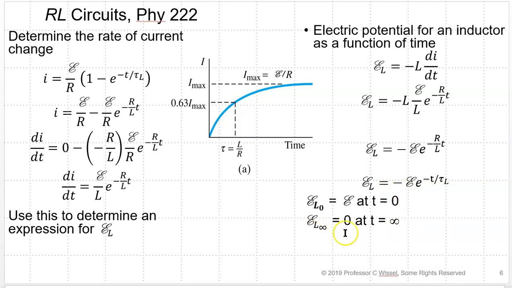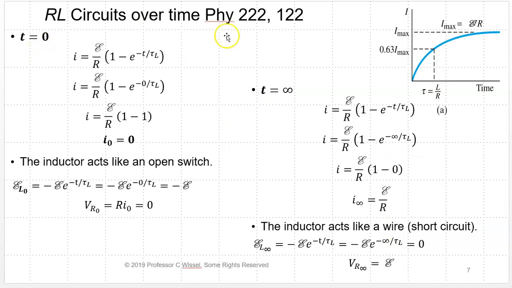And EL at infinity is 0. Since this is for both calculus and non-calculus physics students, at time t equals 0, I equals E over R times 1 minus the exponent of minus T over tau L, and we're going to substitute t equals 0. When we do that, we find that the initial current is 0. So the inductor acts like an open switch. E across the inductor initially, plugging in 0 for time, becomes minus E, so it's minus the EMF of the battery. So the voltage across the resistor at time t equals 0 is 0, because there's no current in the circuit at that instant. So that's right here.